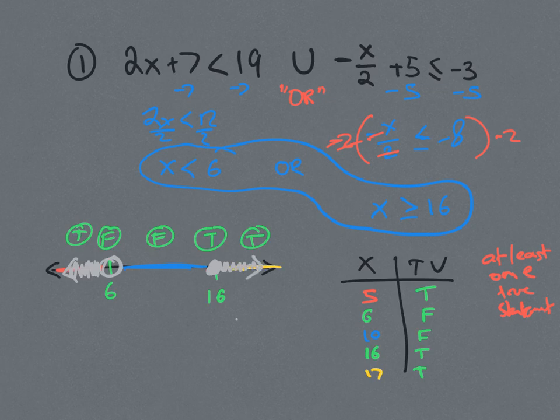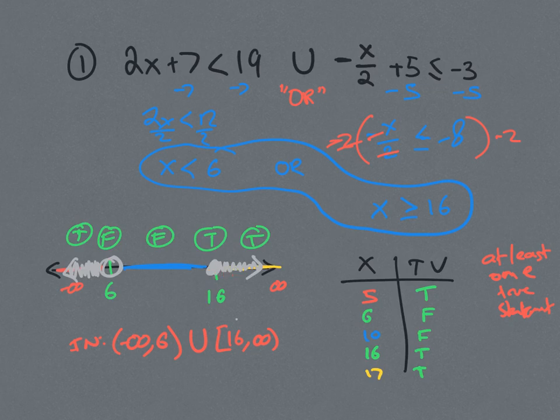And finally, I need to do interval notation. For interval notation, I label negative infinity to the left and positive infinity to the right. My left section is parenthesis, negative infinity to 6, parenthesis, because it's an open circle, and I use union there. Union, bracket this time, because it's a filled in circle, 16 comma infinity, because I'm going left to right here. So there's negative infinity to 6 and 16 to infinity.